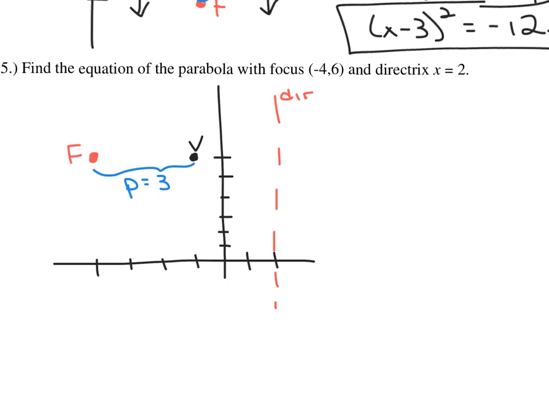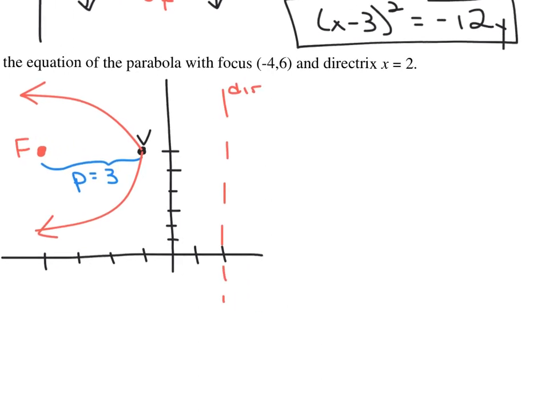I'm going to write that, but that's going to be kind of relevant here in just a second. So without knowing my focal width, since I'm not sketching this, I know that it's going to open to the left. So I'm going to, off to the right, go ahead and write down that standard equation for a horizontal parabola.